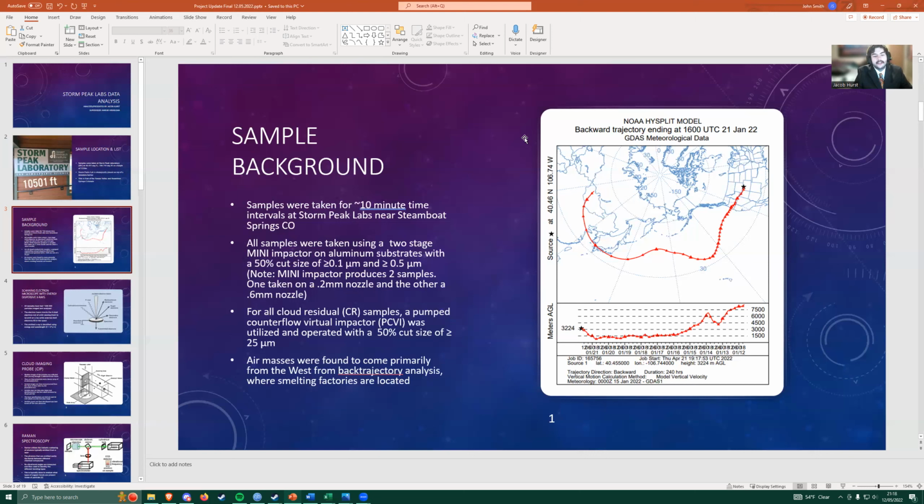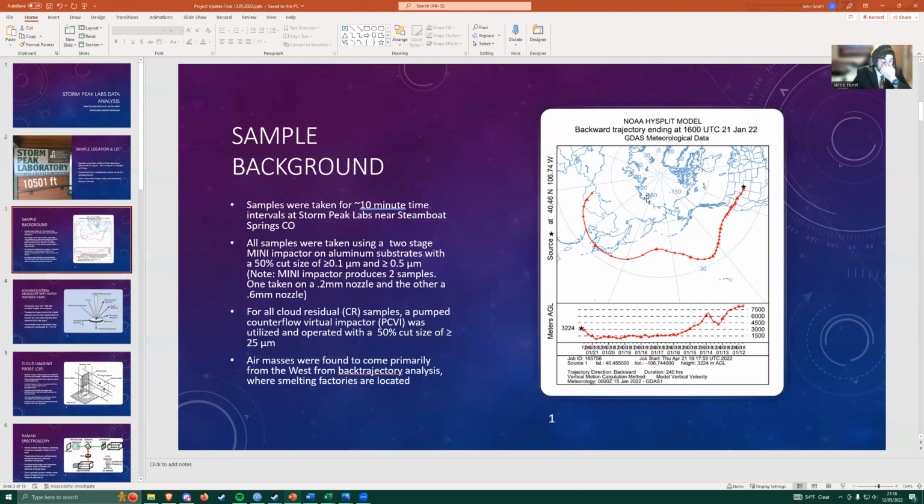And our air masses were found to come back primarily from the west, which is over here. This is one of our air masses, for example, at 4 p.m. UTC on the 21st of January of 2022. Basically, we can see here that this came from this area, Russia, Mongolia, kind of went through China, and then all the way up and over into Colorado, which is kind of where we are. I'll explain a little bit later when I get to more of the data analysis and results.